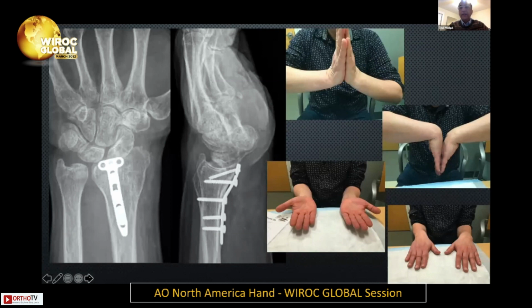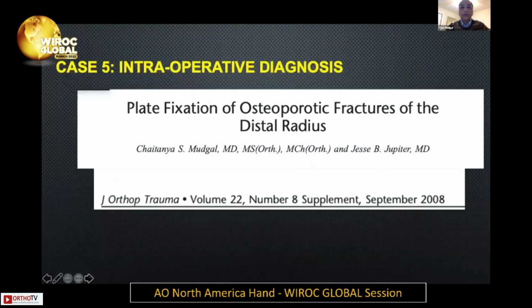And here he is at about 1.5 years, doing reasonably well. His radius scaphoid articulation is arthritic, but it was before he came to see me. Finally, an intraoperative diagnosis needs to be addressed, especially in the older person who is osteoporotic and whose requirements for fixation may be entirely different from those of a younger person.